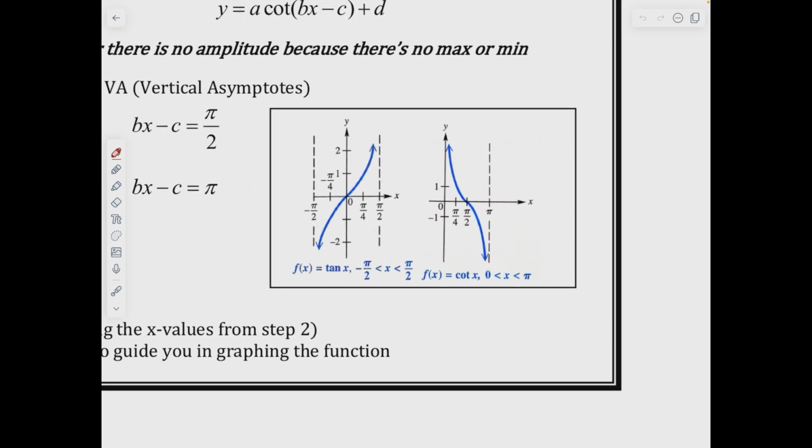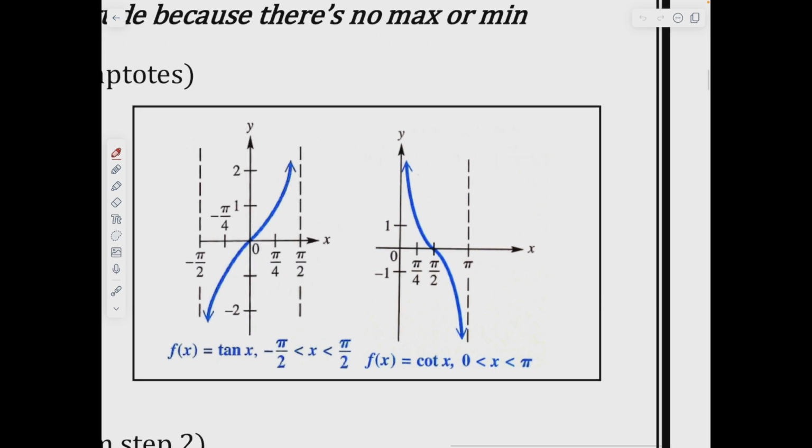First thing that we want to make sure you pay attention to is the parent function of cotangent. The parent function of cotangent would be located on the right side. There are two vertical asymptotes, between 0 and pi, and at pi over 4 we are still at 1, at pi over 2 we are at 0, and then at 3 pi over 4 we are at -1. So those are some of the points that we're going to use when we want to graph cotangent.